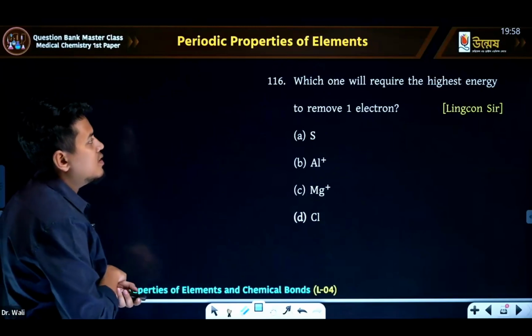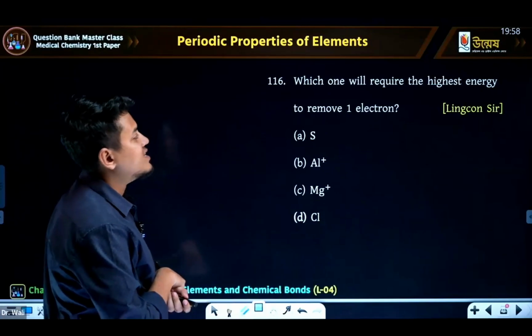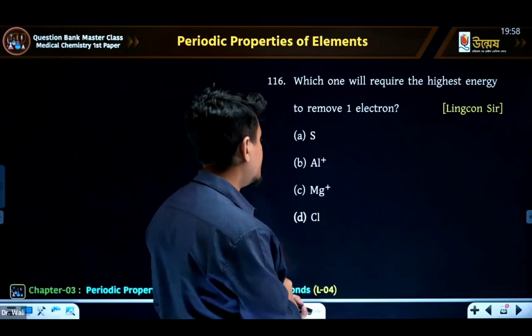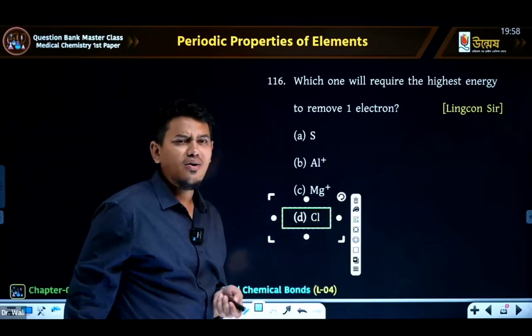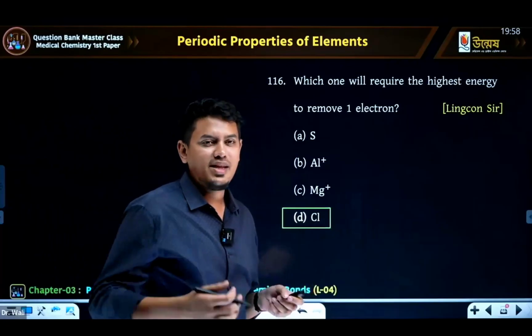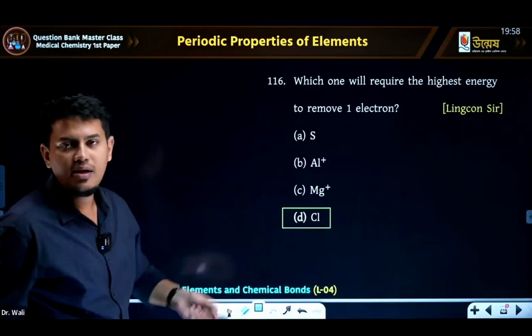Which one will require the highest energy to remove one electron? The highest energy to remove one electron, that means highest ionization energy, will be demonstrated by fluorine, because fluorine already has 7 valence electrons. They do not want to remove any electron, rather they want to accept an electron. So highest ionization energy will be for fluorine.